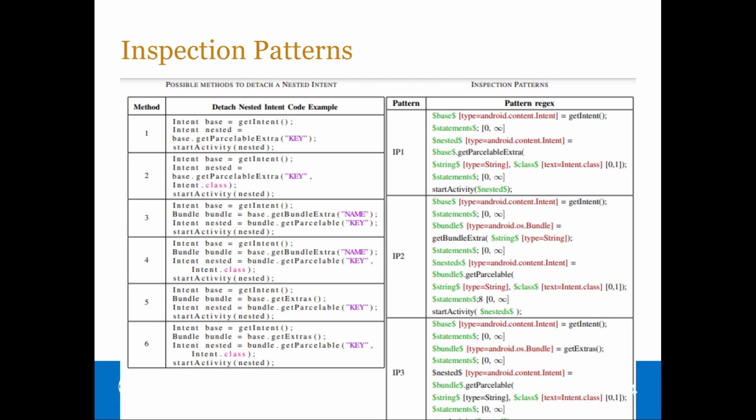Here we have two tables. On the left-hand side, we have the possible methods that can be used to detect a nested intent, and on the right-hand side, we have the inspection patterns that are written as regular expressions.